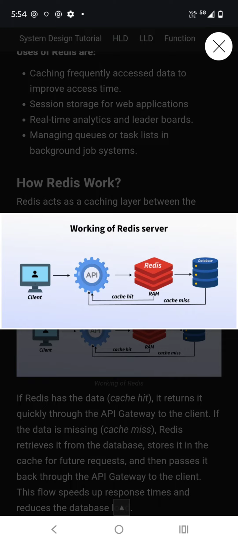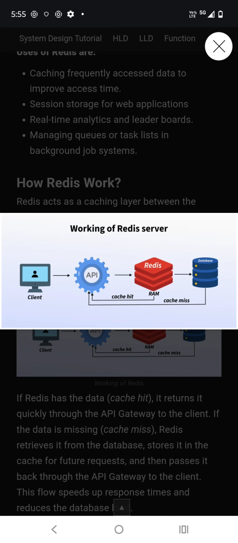So what it will do, for the first time the request goes to the actual database, and it will store the data into the Redis database in the middle as a cache. So next time whenever a request is coming, it won't go to the actual database, rather it will go to the Redis database. It will get the data from there.